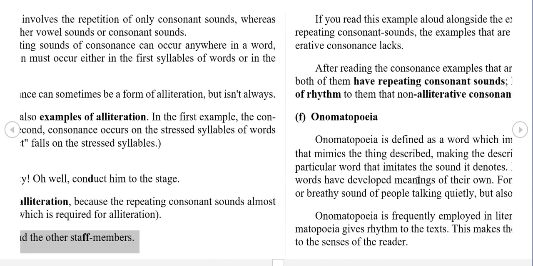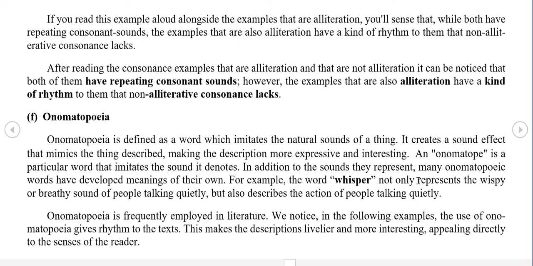I hope you have understood this idea. If you read any example aloud, you will sense that both have repeating consonant sounds, alliteration and assonance. But when they are alliteration, they have some type of rhythm: "All the breath and the bloom of the year in the bag of one bee." Non-alliterative consonance lacks this. The very job of alliteration is to create rhythm. After reading examples of consonance, you can see some consonants are not alliteration, but some are. When they are alliteration, they create a rhythm; when they are non-alliterative, they lack rhythm. The same holds for assonance. The job of alliteration is to create rhythm in a poem.